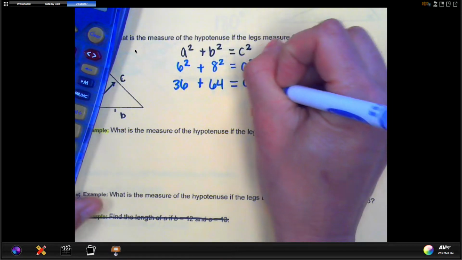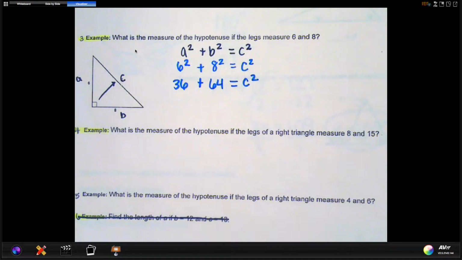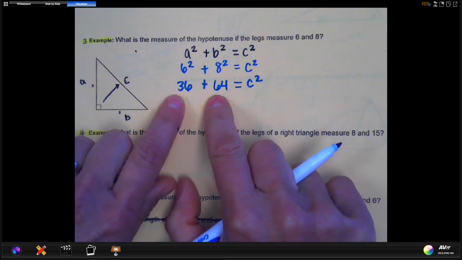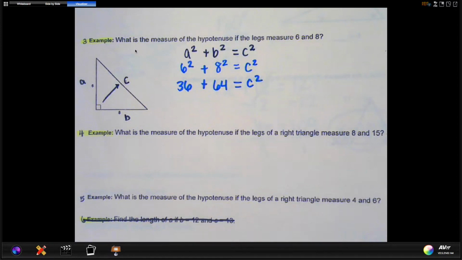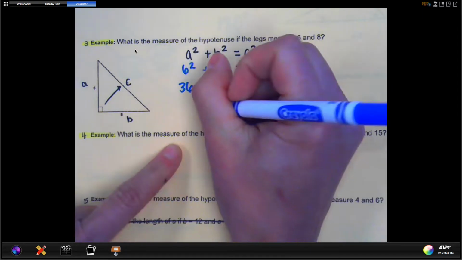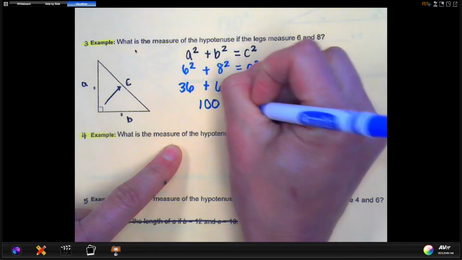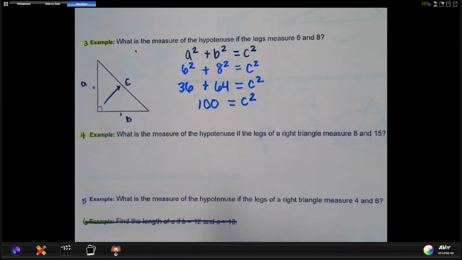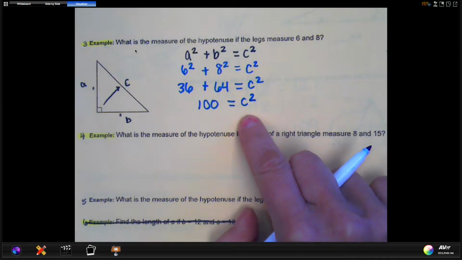We do not know C squared, so we're going to leave it C squared right now. In this case, since 36 and 64 are on the same side of the equal sign, we can add them up. So 36 plus 64 is 100, equals C squared. So remember that squared means something times itself.